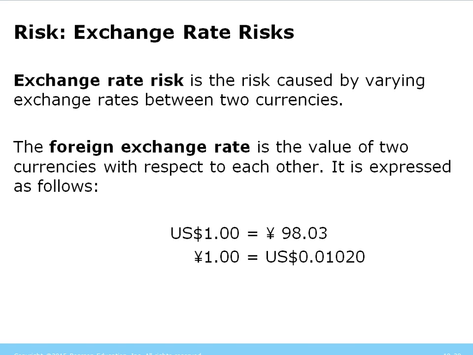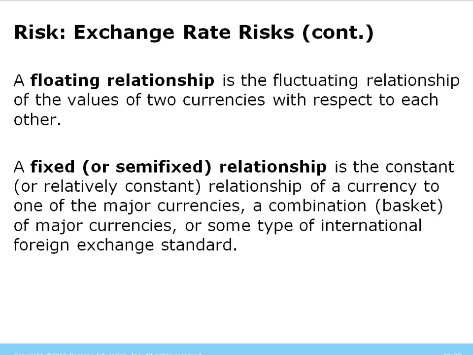So a foreign exchange rate is the rate at which your currency can be expressed in a foreign currency. So for example, here we have 1 US dollar is worth 98 yen, and 1 yen is worth 1 cent US. Now, a floating relationship is when two currencies are free to float, the value floats against each other. So supply and demand are going to determine the value of these currencies.